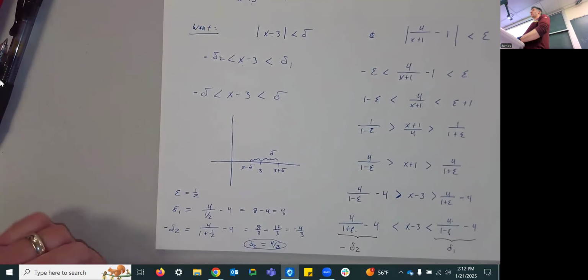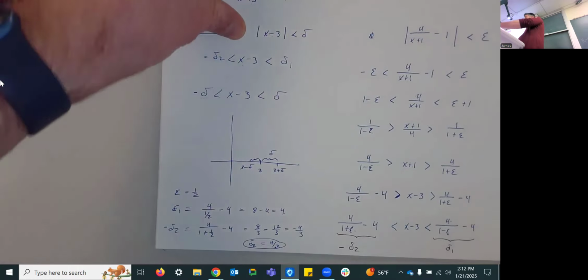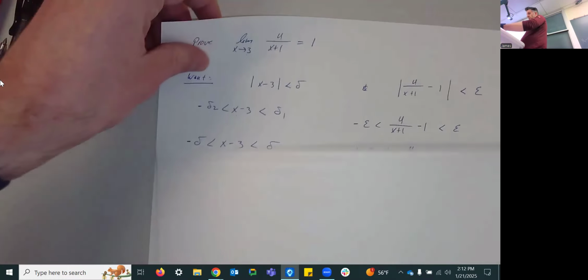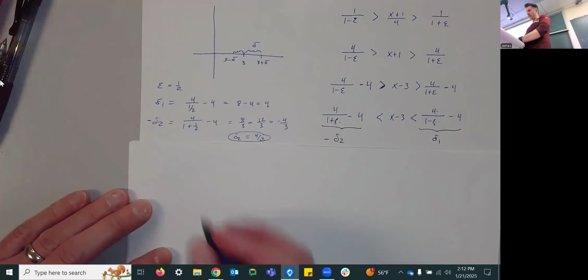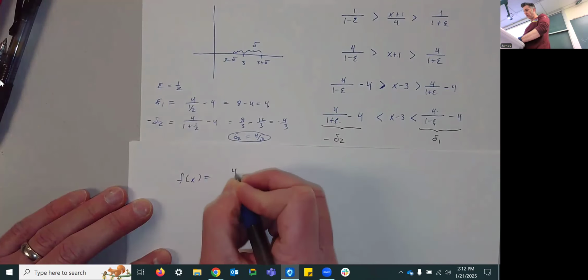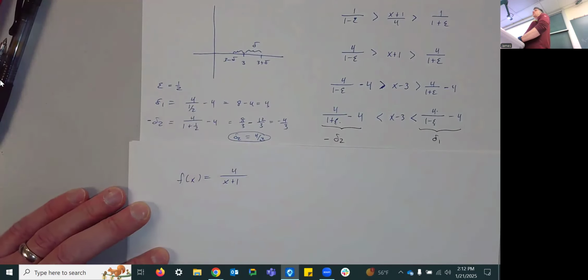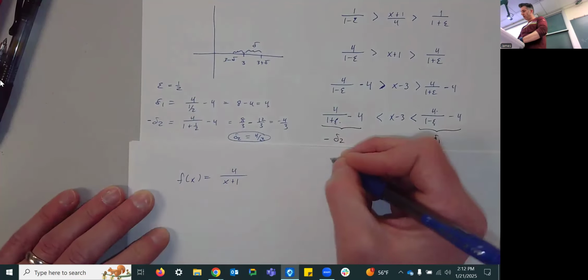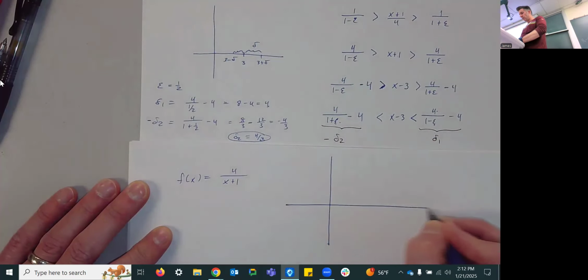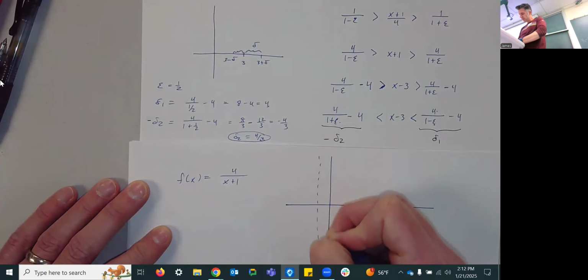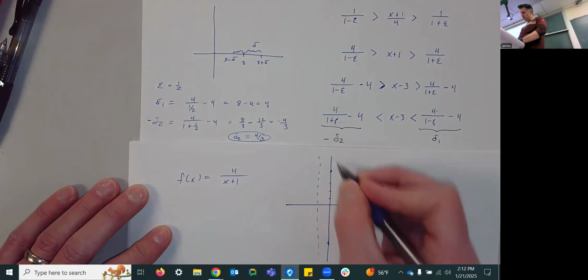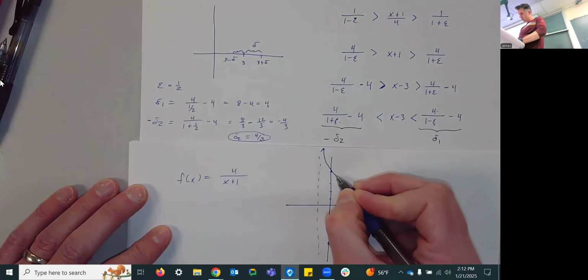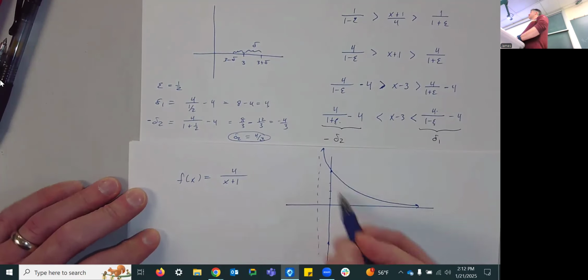I will also point out, if you looked at the graph of this, and we didn't, we'll go back up here for a second. I'm sorry, I know it's hard to leave all work. If we look at the graph of f of x equal to 4 over x plus 1, it's a typical reciprocal function, shifted one left and multiplied by a factor of 4. So that function is going to have a vertical asymptote at negative 1. Then it's going to come down like this.